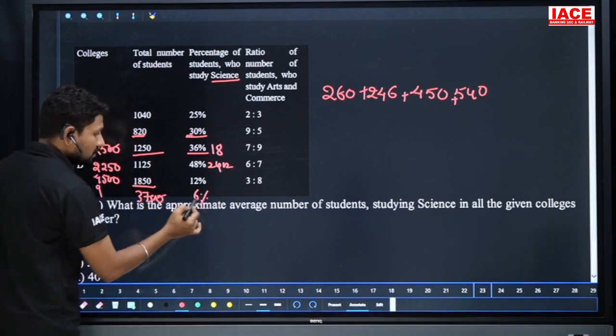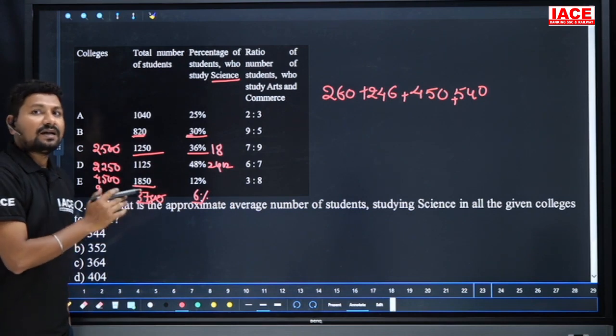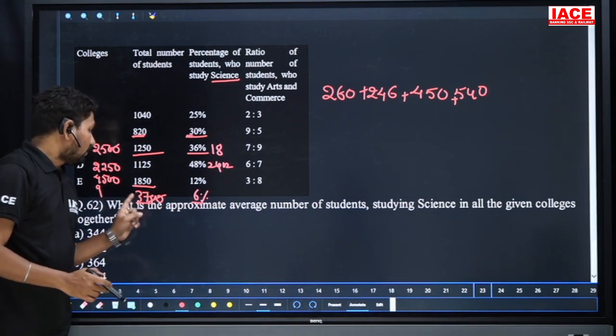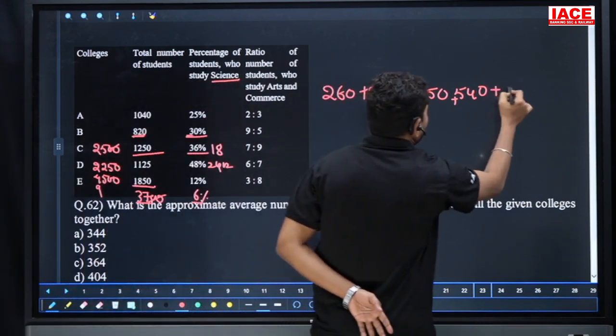12 percentage value, 6 percentage. Then percentage-wise, 2 zeros cancel. 6 into 37: 6 7s are 42, leave it. 6 3s are 18, so 180. 180 plus 42, it is 222. The value is 222.